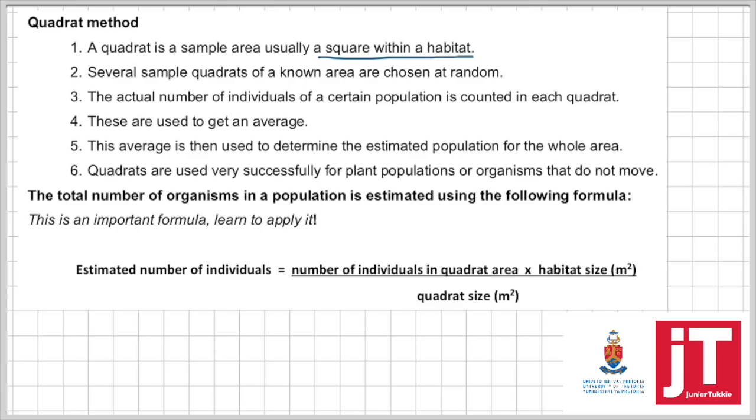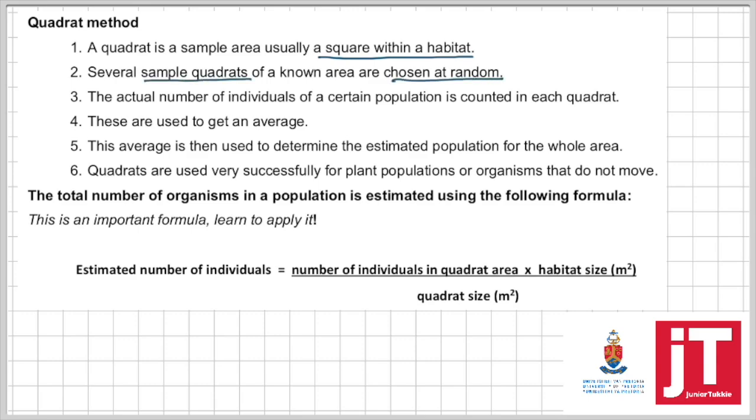So we're looking at creating a sample area. Our sample area is an area we know, and it's usually a square because that's easy to calculate. Here we've got length times breadth, and that gives us our sample area within a habitat. Also important to know is the area of the habitat that we're going to be taking our samples in. And then our samples are going to be taken at random.